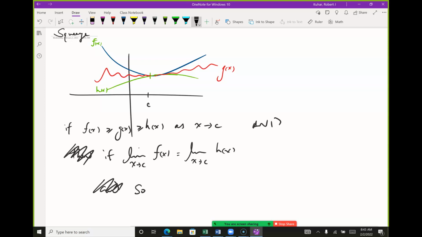So if the upper function is greater than the middle function, greater than the lower function, as x goes to c, and the limit at the top and the bottom are the same, then the limit of g of x as x goes to c is the same, right?